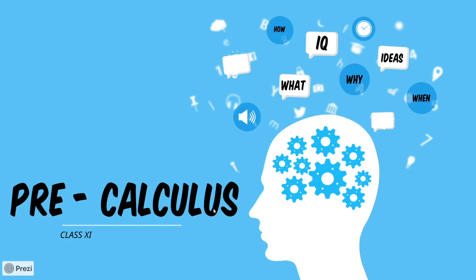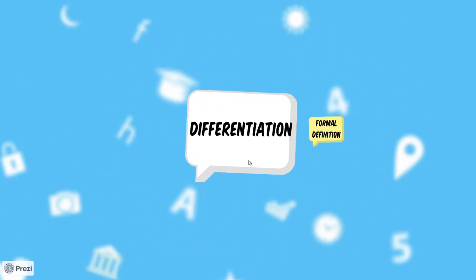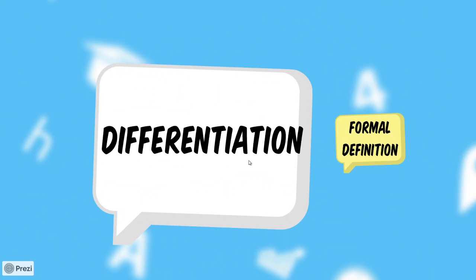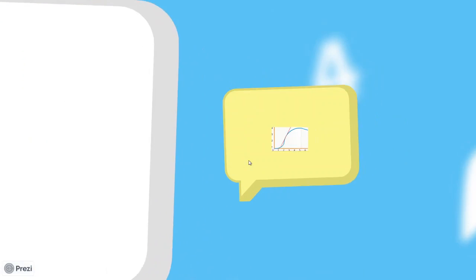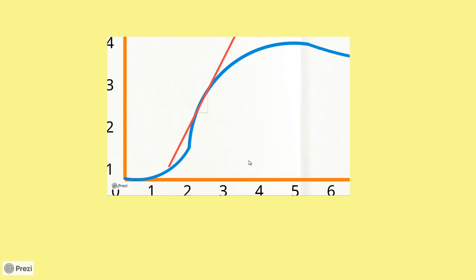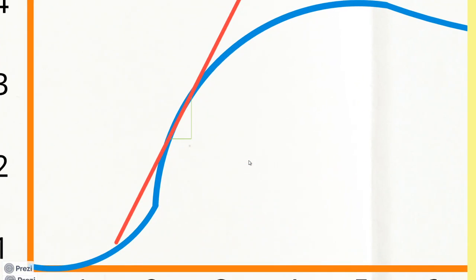So in the last class we saw an introduction to calculus. Now let us look at differentiation, a formal definition. Let us look at the formal definition of differentiation. Now you remember this thing, which was shown in the first video or the second video, I don't remember. But you did see that in one of the videos.